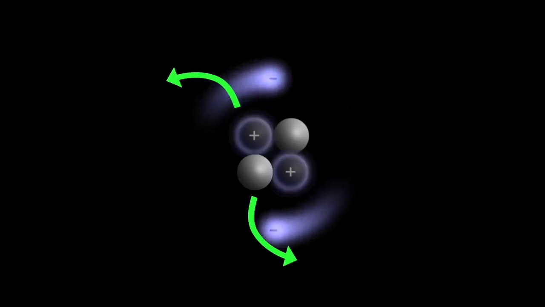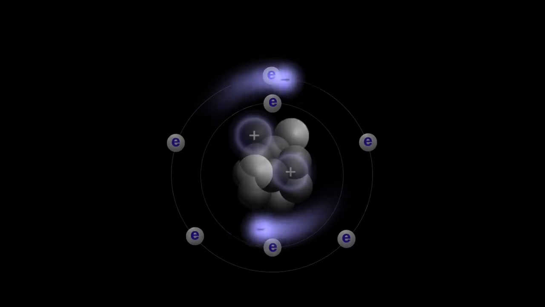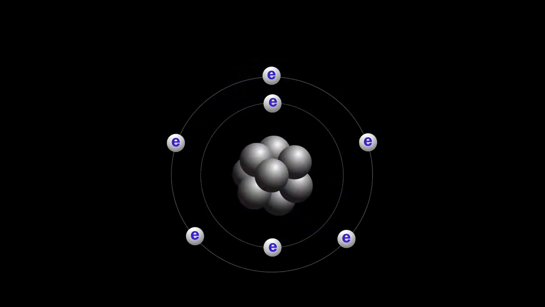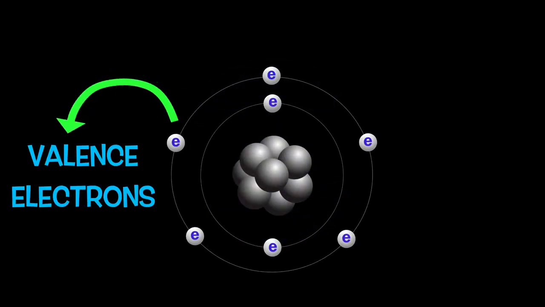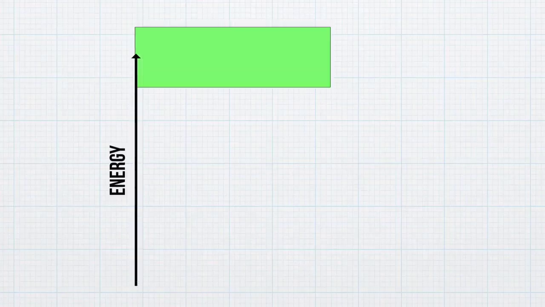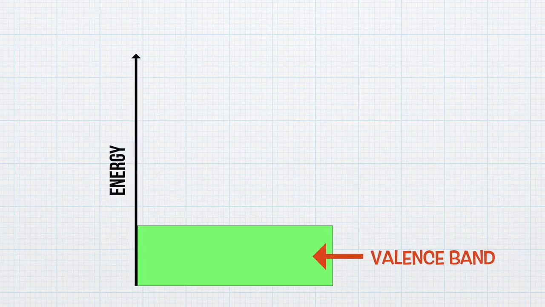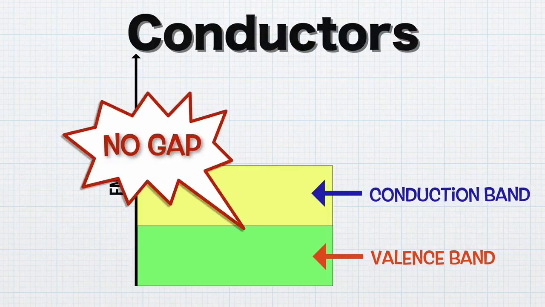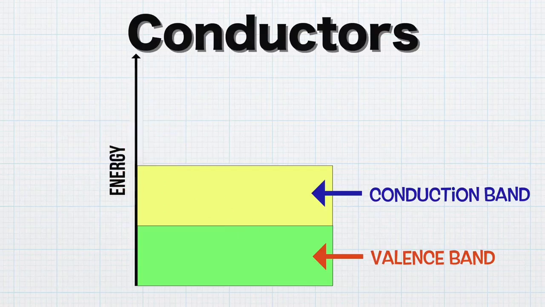A conductor, as its name implies, is a substance that conducts electricity. In order to conduct electricity, electrons need to move around. The electrons revolving around the protons and neutrons are bound to the atomic nucleus. The electrons in the outermost shell of an atom are called valence electrons. These valence electrons lie in a series of energy levels forming an energy band called the valence band. From the valence band, an electron can jump into an empty band called the conduction band.